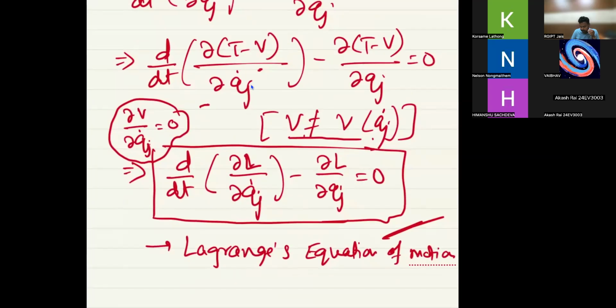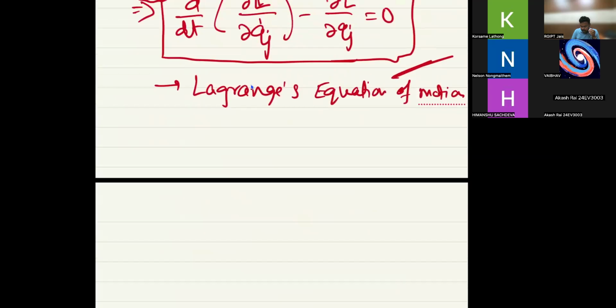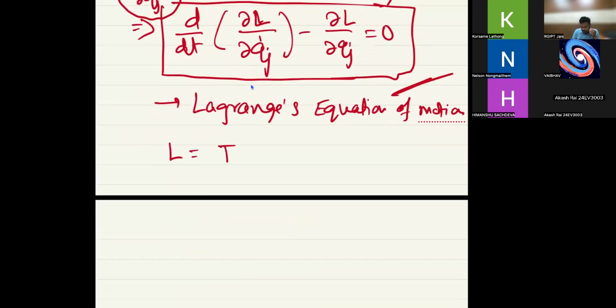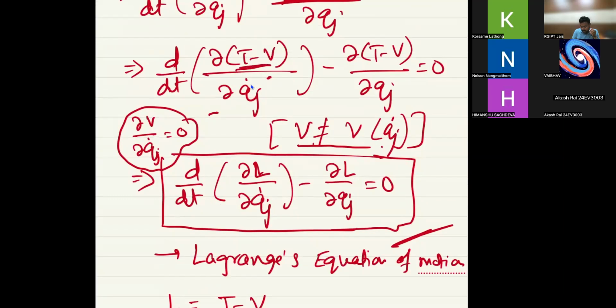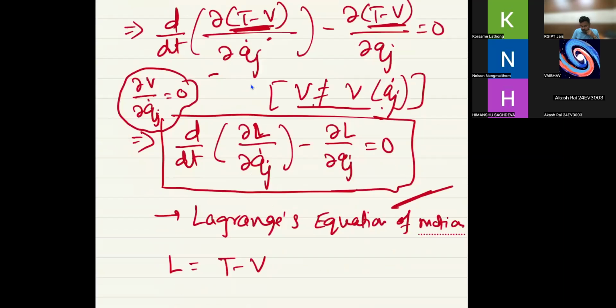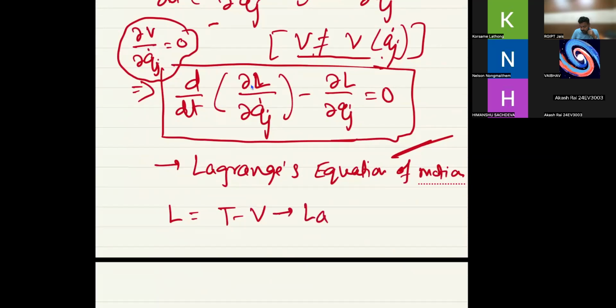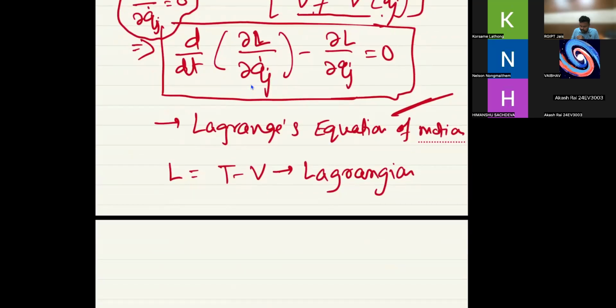And what is L? L is basically T minus V. You can see from here, this part I called L. So I replace T minus V by L. So this is del L del Qj dot. And this is called the Lagrangian. L equal to T minus V is called the Lagrangian. T is the kinetic energy, and V is the potential energy of the system.